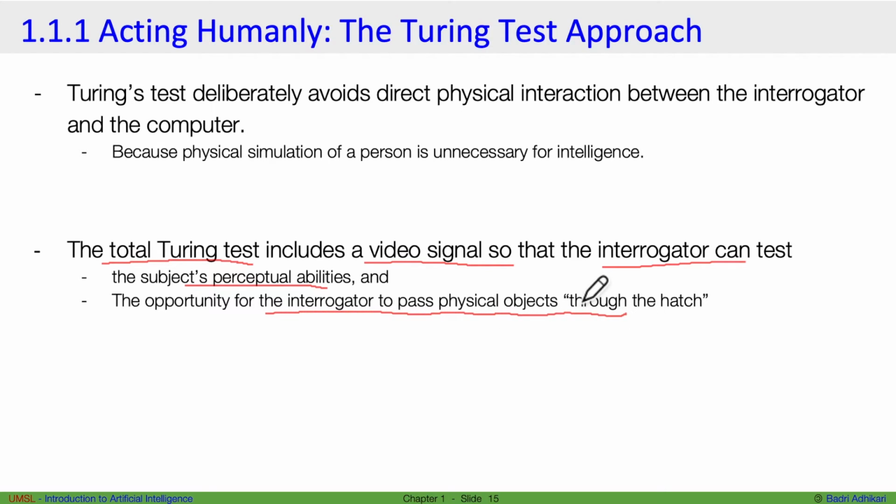So in the total Turing test, we are not just testing the intelligence of the agent, but we're also testing perceptual abilities and its ability to manipulate objects and so on.